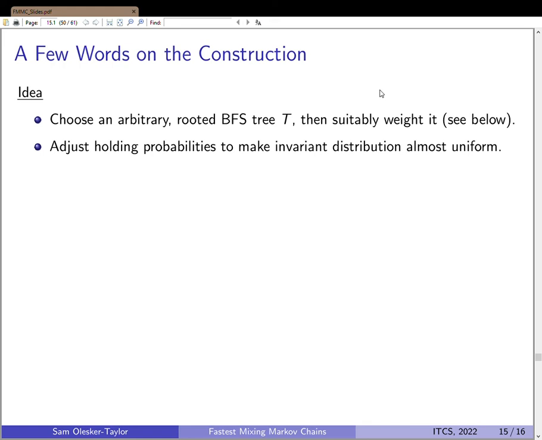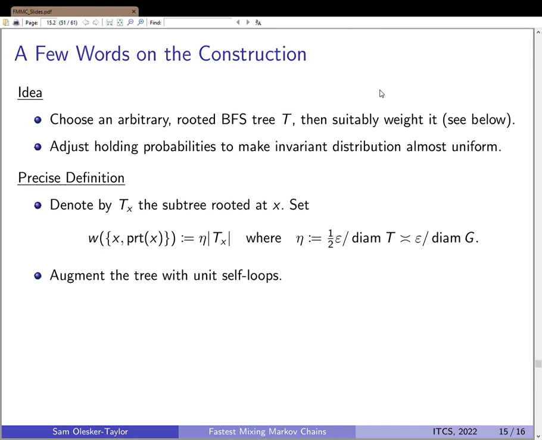Okay, the precise construction: we first denote by T_x the subtree rooted at x. So T is a tree with a hierarchical structure, a root and then offspring and so on. Let's denote T_x the subtree, if you were to just look at x and everything below. Now we let the weight of the edge from x to its parent be proportional to the size of this tree T_x, so the number of vertices beneath it, including itself. But then we have to downweight this by a factor proportional to epsilon over the diameter of the tree.